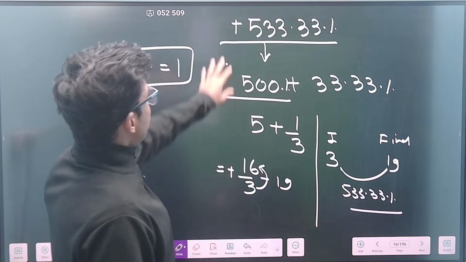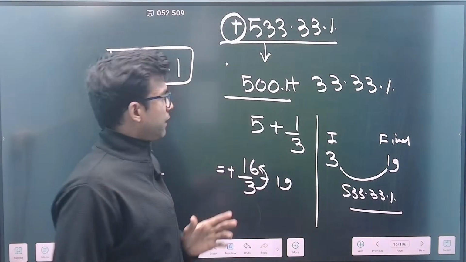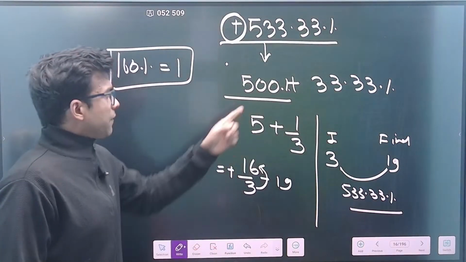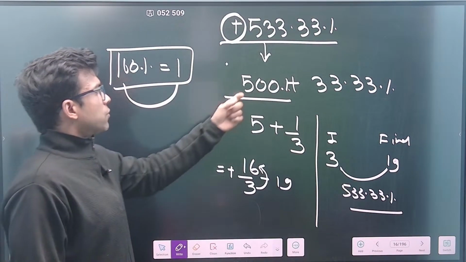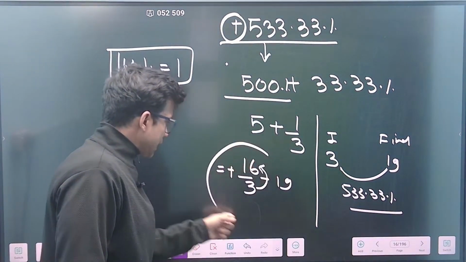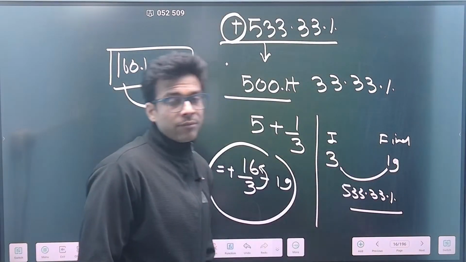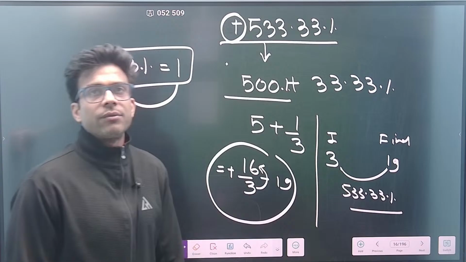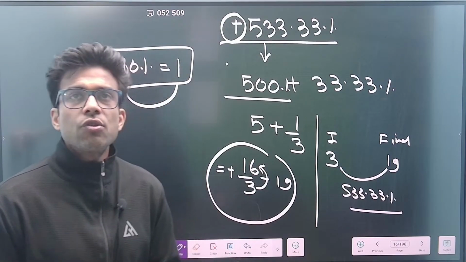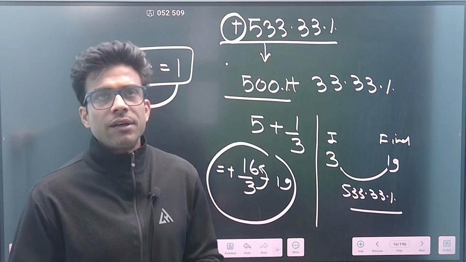What I said is, if there is an increment of 533.33%, then I can break this number into 500 plus 33.33%. 100% is basically 1, so 500% would be 5, and 33.33% would be 1 by 3. While solving this, I am getting 16 by 3. So my initial value is 3 and my final value becomes 19. I hope this makes sense to everyone. This is a very important concept, guys, when you solve a percentage question through the ratio method.